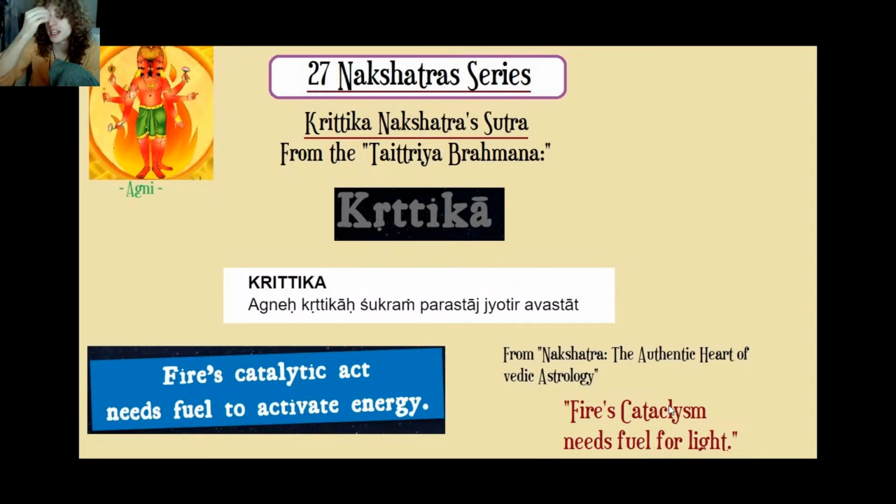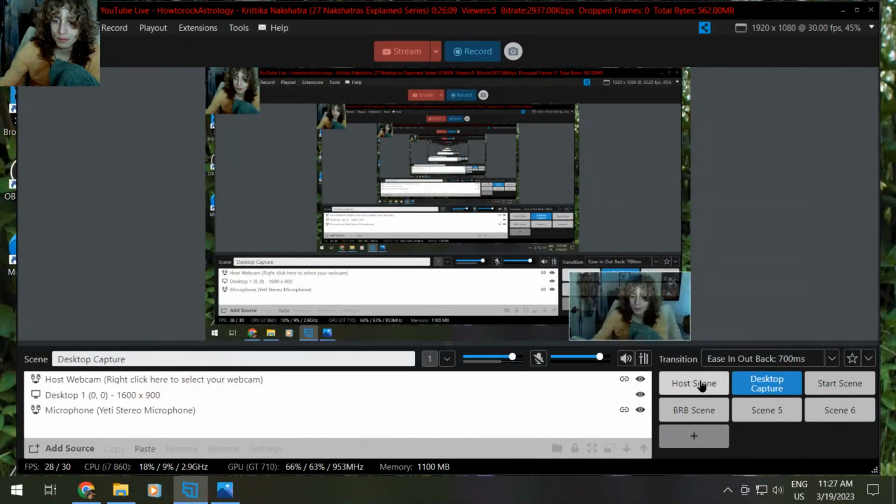The cataclysm, the initiation quality of agni that brings out the transformative qualities of spirit inside us, that quality of spirit needs fuel, like wood, like something, needs some kind of matter in order to express light. Now, what is the nature of this fuel?